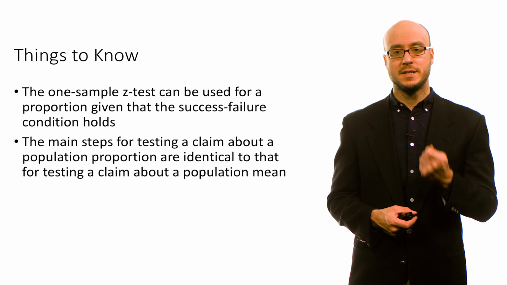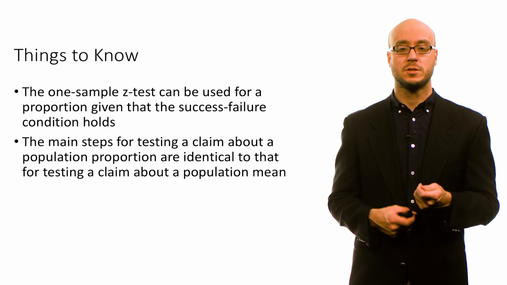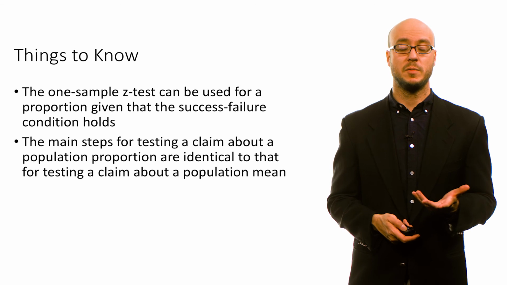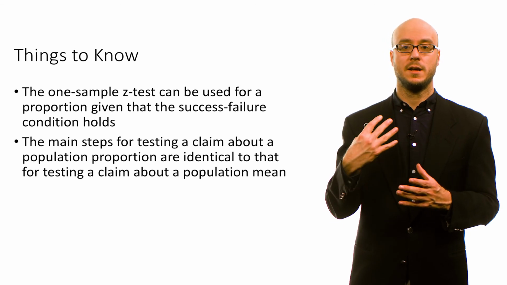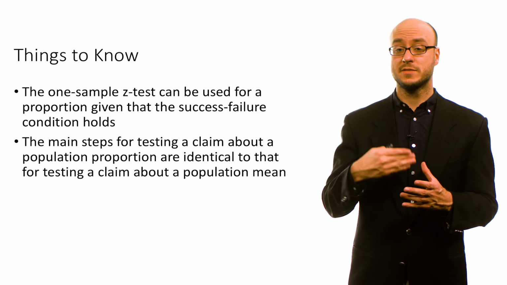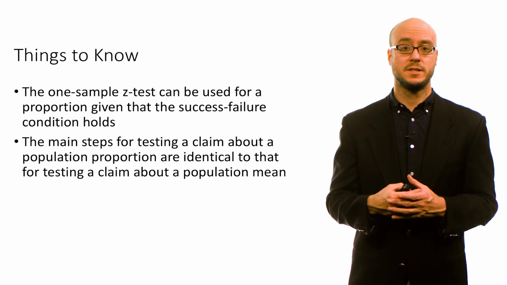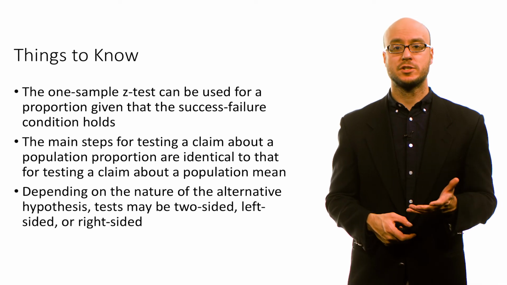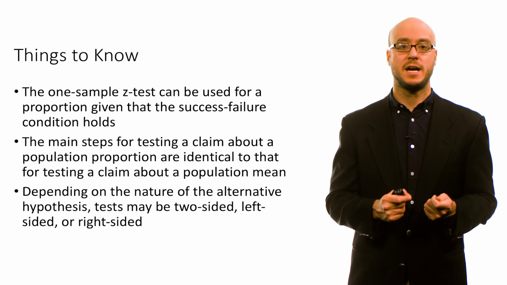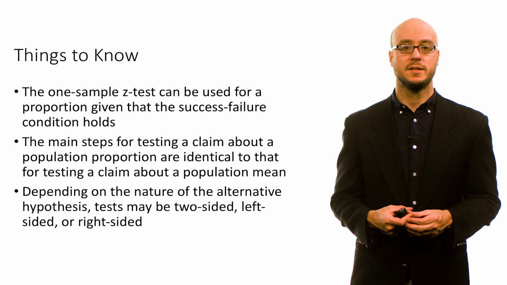The main steps for testing a claim about a population proportion are identical to those for testing a claim about a population mean. This is where statistics is quite forgiving, in the sense that the approach to hypothesis testing is pretty consistent. Depending on the nature of the alternative hypothesis, we might have two-sided, left-sided, or right-sided tests. And with that, we've concluded our discussion of the one-sample z-test for a sample proportion.